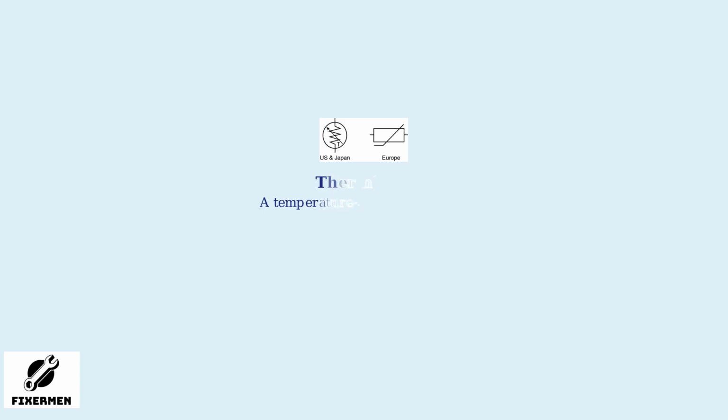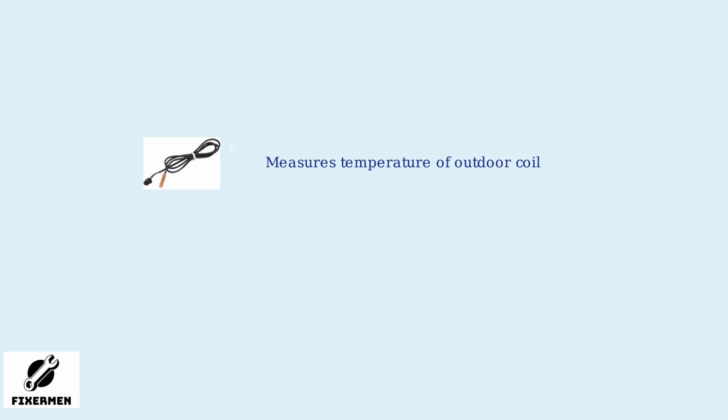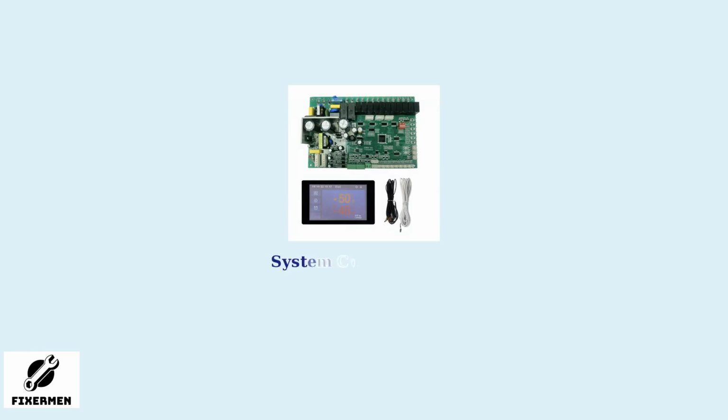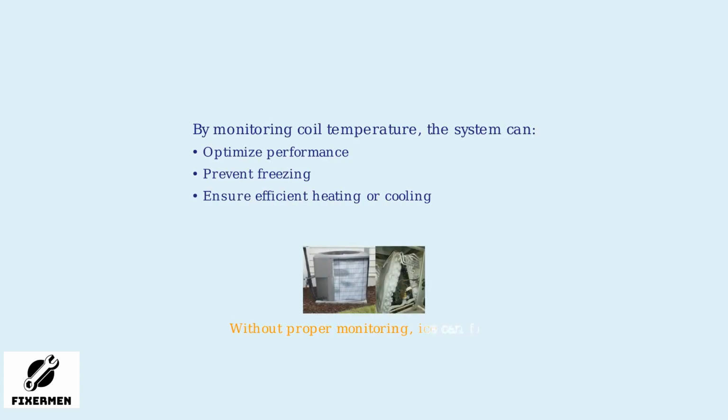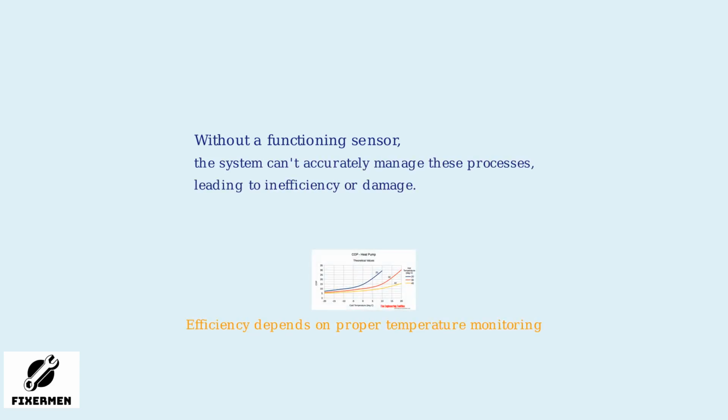The outdoor coil temperature sensor is a thermistor, a temperature-sensitive resistor that changes electrical resistance based on temperature. It measures the temperature of the outdoor coil and sends this data to the system's control board. The control board receives this temperature data and uses it to regulate the system's operation. This information is vital for regulating defrost cycles, fan speed, and compressor operation in heat pump systems. By monitoring coil temperature, the system can optimize performance, prevent freezing, and ensure efficient heating or cooling. Without a functioning sensor, the system can't accurately manage these processes, leading to inefficiency or damage.